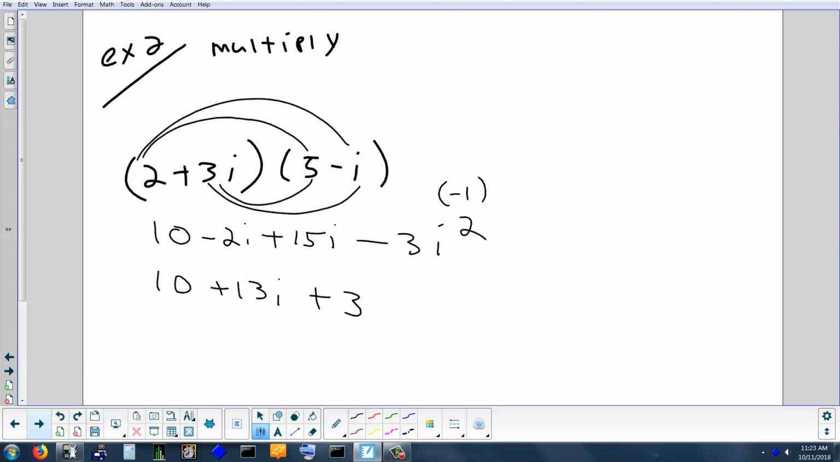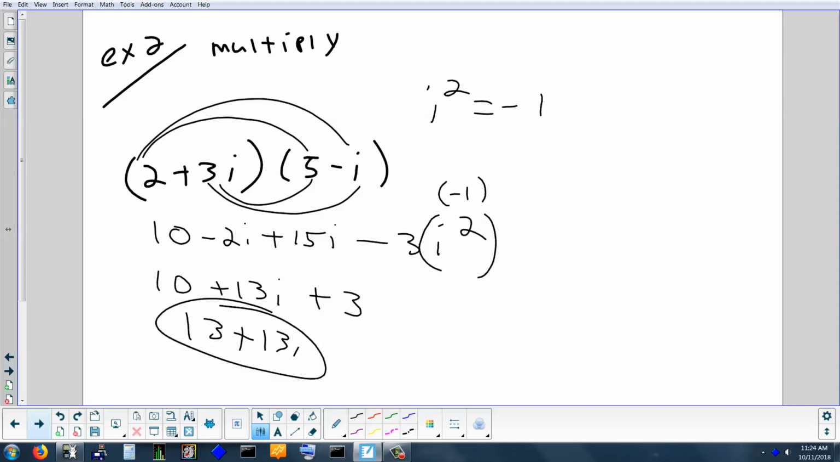Wait, so you're just putting -1 in for the i? Well, this whole thing, i squared, equals -1. Oh, okay. So you're not plugging in -1 for i. You're simplifying i squared. Okay? So i squared is -1 times a -3 is a +3. Just a coincidence, the real part and imaginary part came out the same.